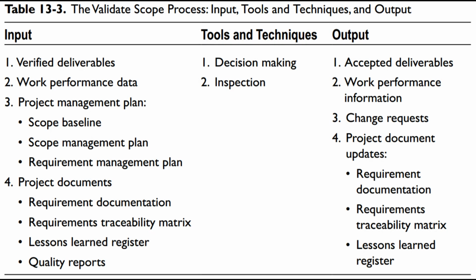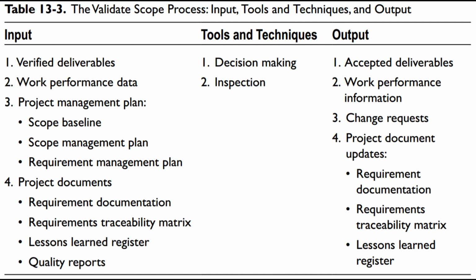Table 13.3. The validate scope process: input, tools and techniques, and output. Input. 1. Verified deliverables. 2. Work performance data. 3. Project management plan: scope baseline, scope management plan, requirement management plan. 4. Project documents: requirement documentation, requirements traceability matrix, lessons learned register, quality reports. Tools and techniques. 1. Decision making. 2. Inspection.